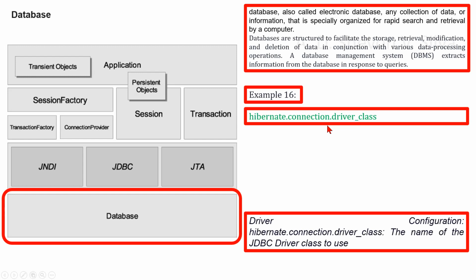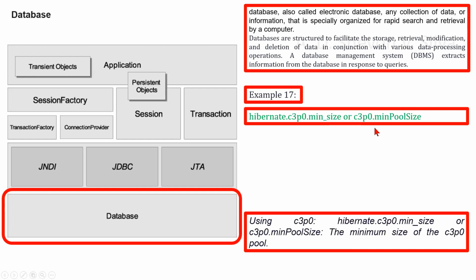Now we are considering driver configuration. Here, hibernate.connection.driver_class is the name of the JDBC driver class to use. Here we are considering using C3P0. hibernate.c3p0.min_size or c3p0.minPoolSize is the minimum size of the C3P0 pool.